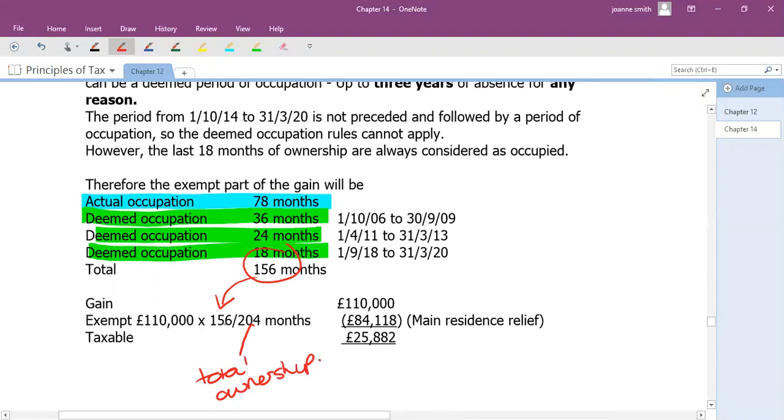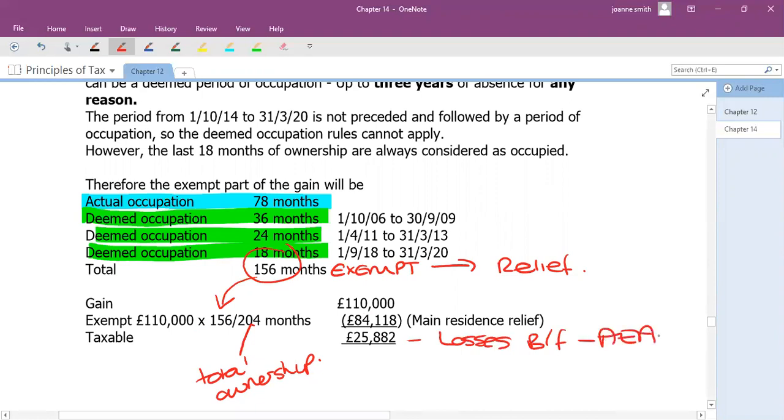So that proportion of the gain is exempt because she's claiming relief. Okay, so 156 months are relief or exempt, and the remainder of the gain is taxable. And don't forget that she still gets a deduction for any losses brought forward or any annual exemption if she's not already used it.